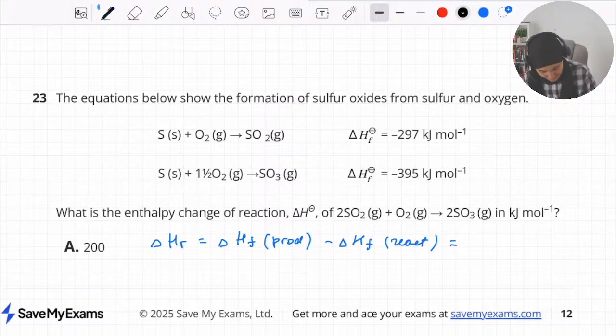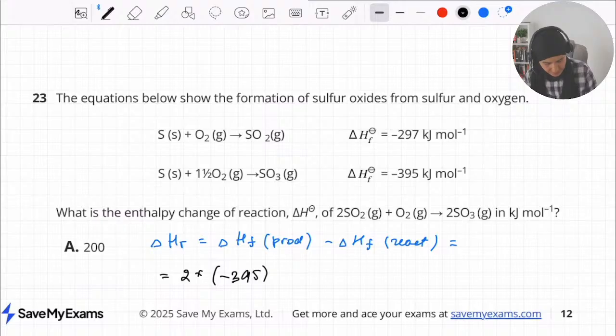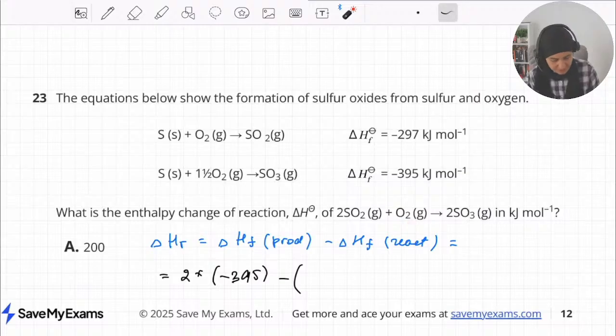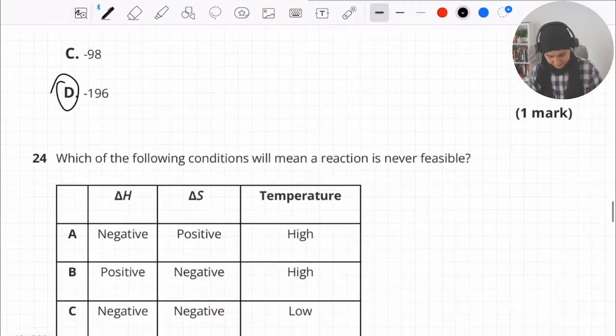So what are my products? My products is 2SO3, so 2 times negative 395, minus reactants. Reactants are oxygen is 0, again because it's an element, 2SO2. 2 times formation of SO2 is negative 297. 395 times 2 plus 2 times 297 is negative 196 kilojoules per mole, so D.